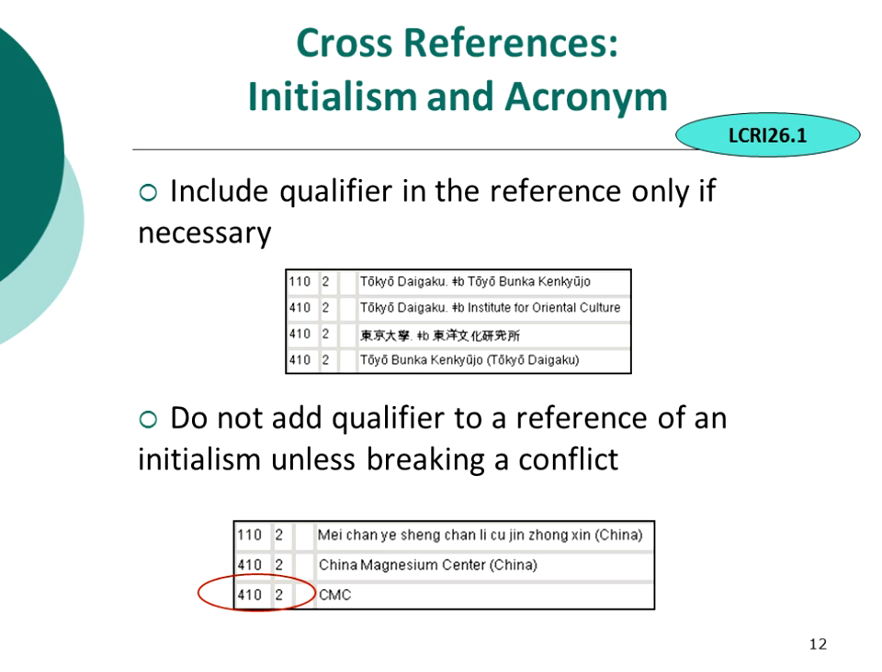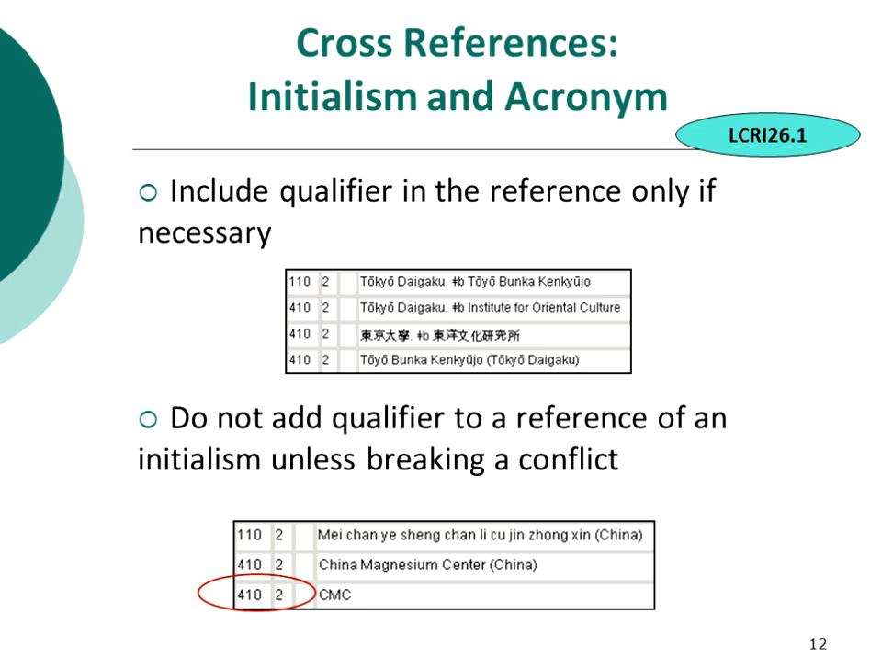If you look at the last 410 here, it's a reference that's provided under the subordinate body with a qualifier of its parent body. So the rule tells us include a qualifier in the reference only if it's necessary. And here we continue on for the cross-references from initialism. Do not add a qualifier to a reference of an initialism unless breaking a conflict.